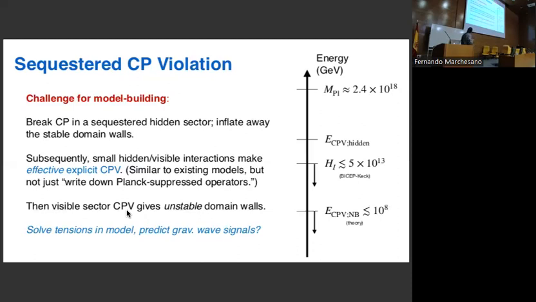But if there is such a model that can solve those tensions, it might predict interesting gravitational wave signals from this relatively low scale phase transition, which would make domain walls that would then disappear. So we have not thought about these model building details so far. We've only thought about kind of the generic topological facts.